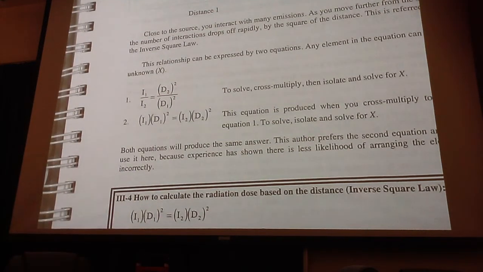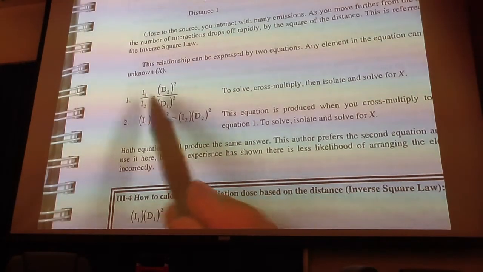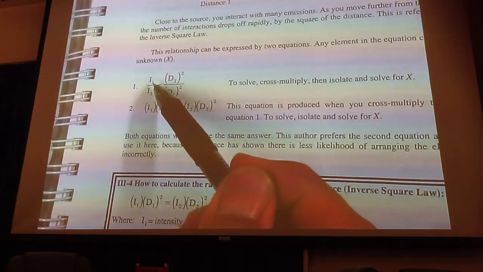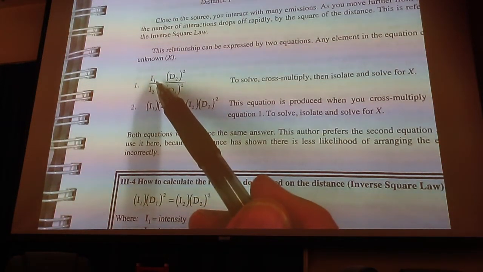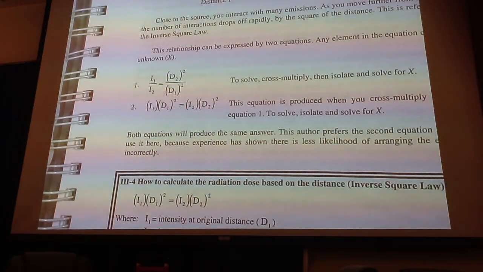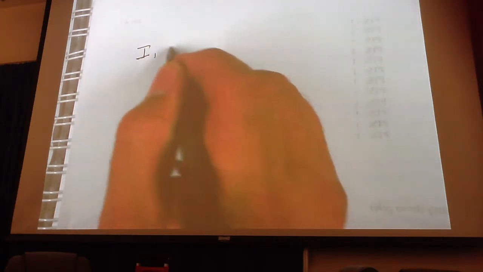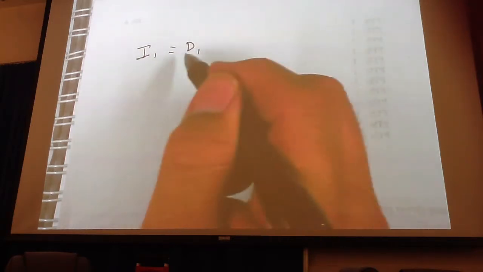Okay, so traditionally, this is the way that they normally write it. They have the initial distance that you measure, the initial intensity, and usually this can be an MR or counts or things like that. To give you an idea of what they mean by inverse square law, if we have a direct relationship, I1 would equal D1, that would be a direct relationship, correct?